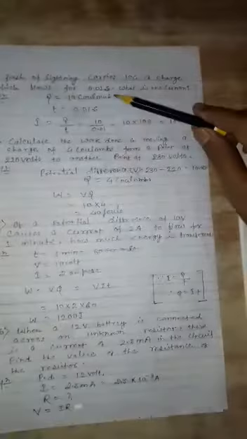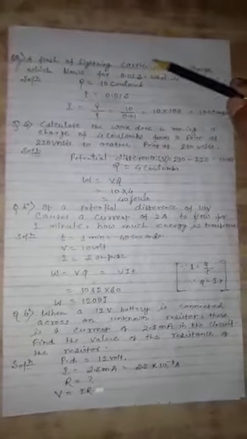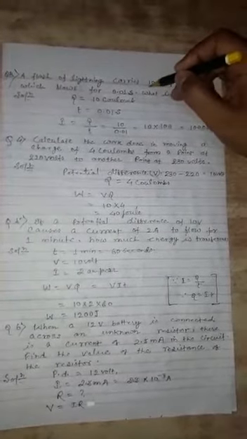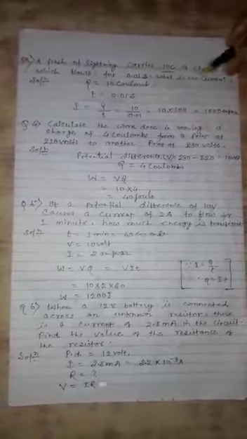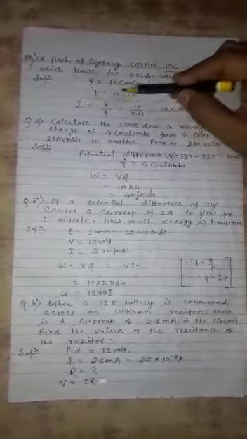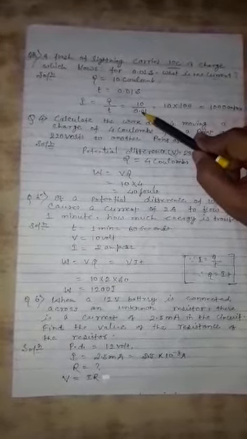Next question, a flash of lightning carries 10 coulomb of charge which flows for 0.01 second. What is the current? Again here coulomb is the SI unit of charge, so Q is equal to 10 coulomb. The SI unit of time is second, so here T is equal to 0.01 second. Now I have to find current I. You know the formula, I is equal to Q by T. So 10 divided by 0.01, after removal of the decimal point, 10 into 100, that is 1000 ampere.